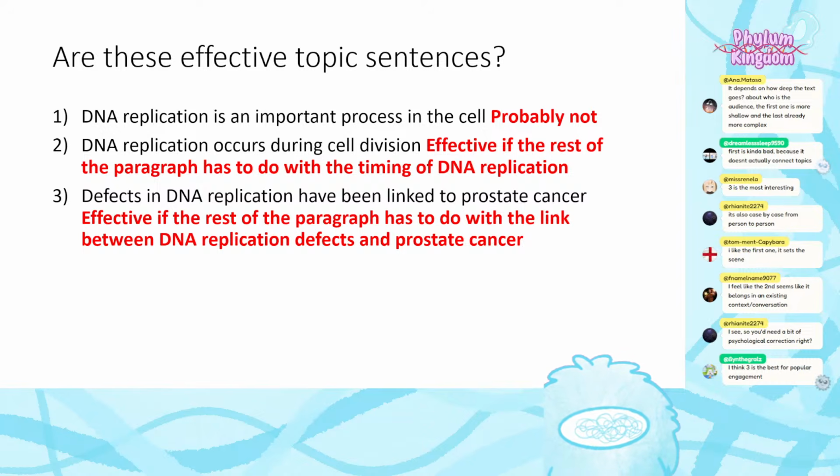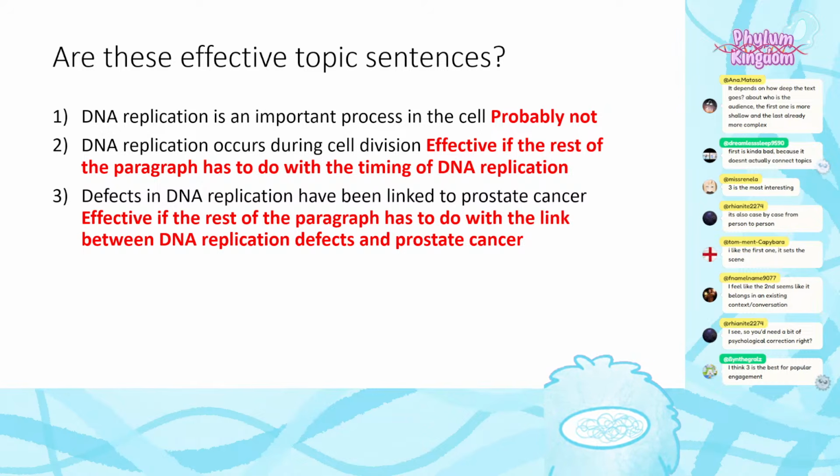The second one I think is better. It is effective if the rest of the paragraph has to do with the timing of DNA replication, right? So if DNA replication occurs during cell division, the next sentence I am predicting is going to do something with cell division timing, right? What stage of cell division or what else is happening in the cell, but it should follow from this sentence that we are going to learn more about the timing or more about cell division.